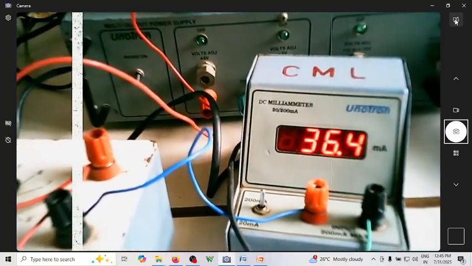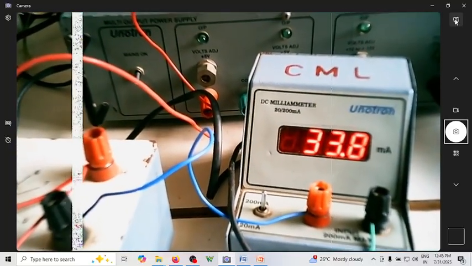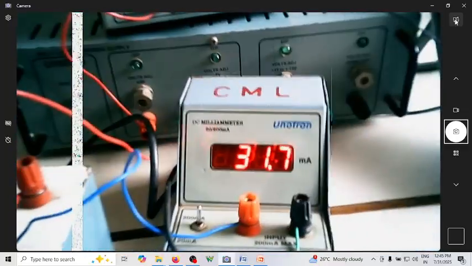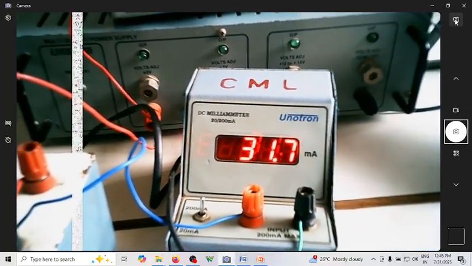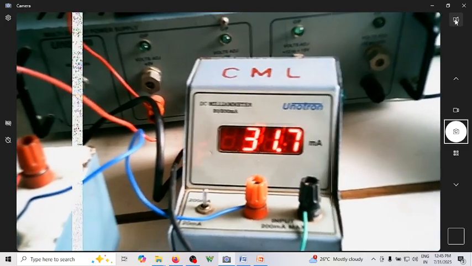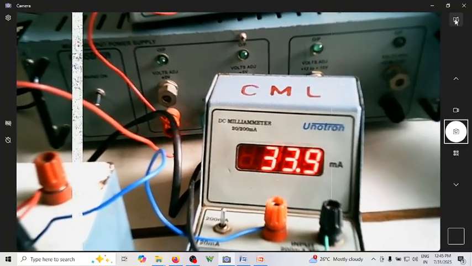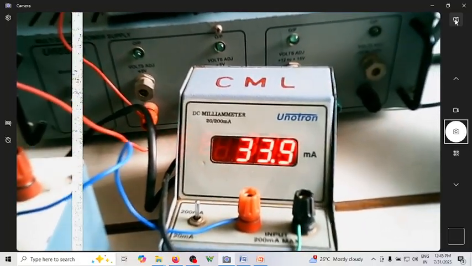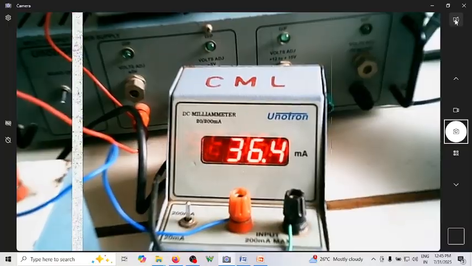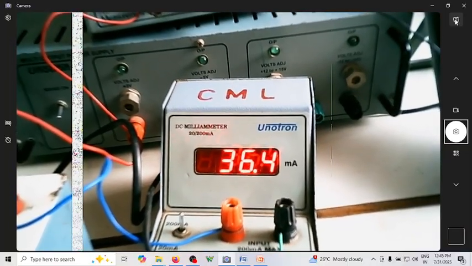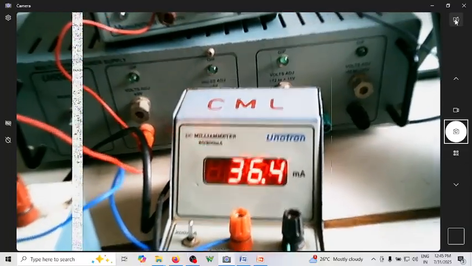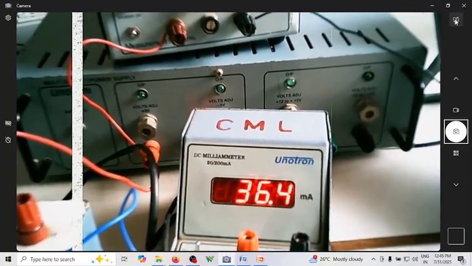If I increase the resistance, you can see now when the current is around 31 milliamperes, it is not enough to pull your common terminal to NO. You can see this is also not enough. It should be more than 34 milliamperes. Can you see it is around 36, 35? It is now pulling it. Common is pulled to NO.